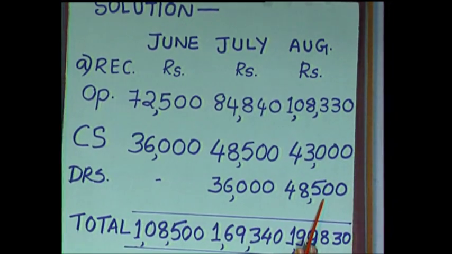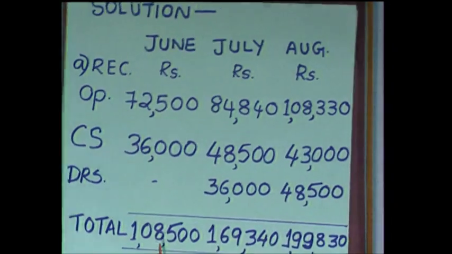Similarly, for the month of August, take July's sale and multiply it by 50%, and you are going to get the receipts from debtors. Add up the receipts, and you get the total receipts for June, July and August. Now, let us go for payments.